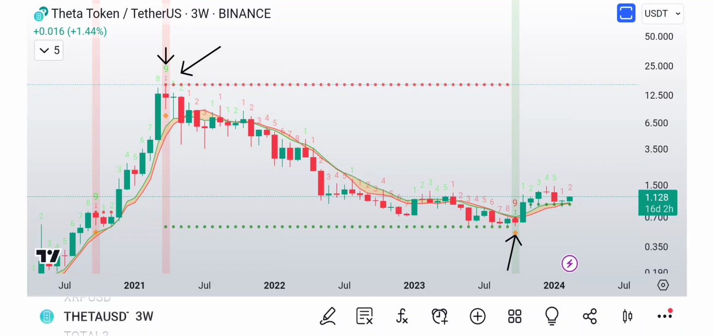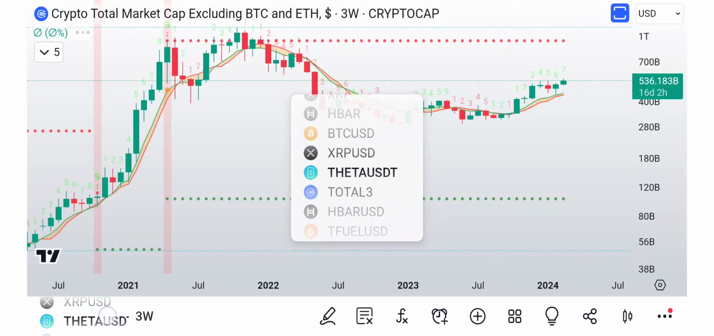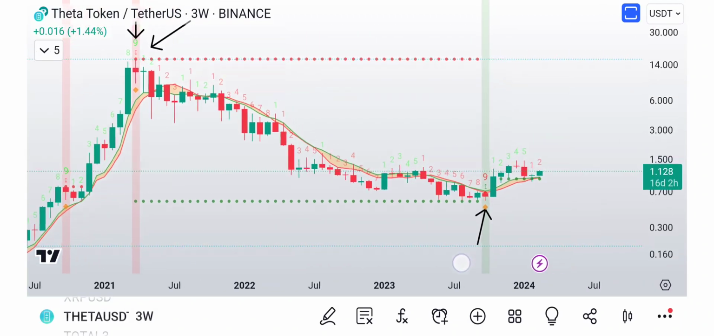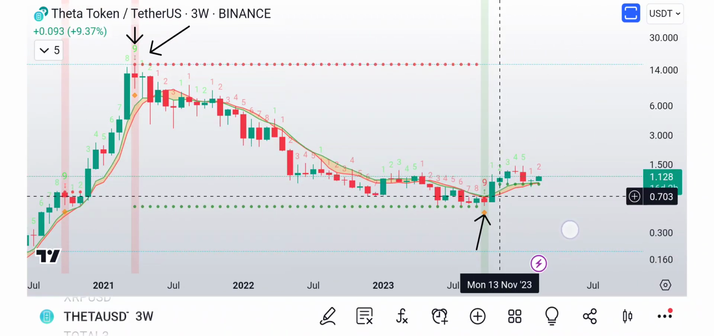Today is a Theta video. It's going to be a good video. But before I do that, real quick, the 3-week chart, you could see right here on the price of Theta. I don't think I've ever shown this, by the way.